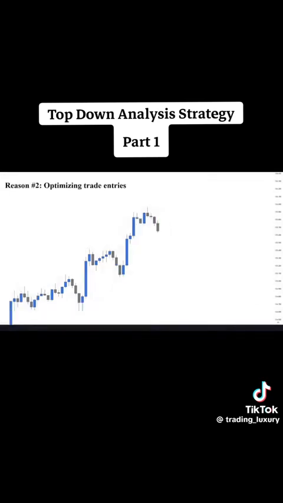Number 3. Optimizing trade entries. Analyzing multiple time frames allows traders to identify optimal trade entry and exit points. For instance, imagine if you were waiting for the price to pull back to the order flow area and open buys to go along with the bullish momentum.